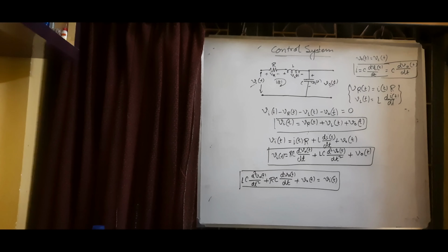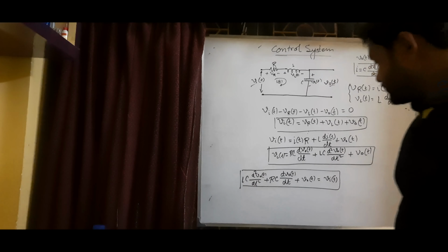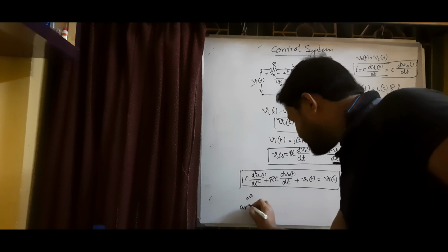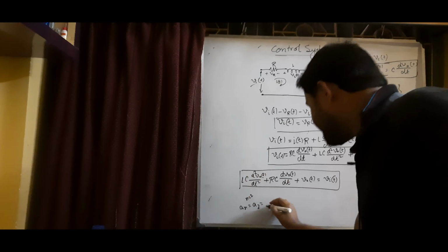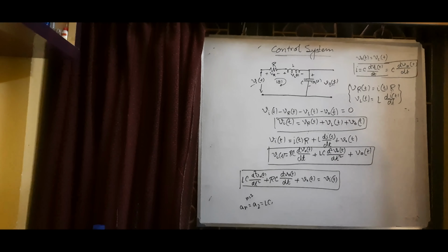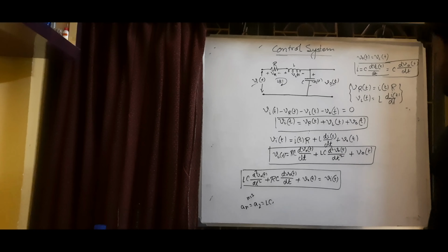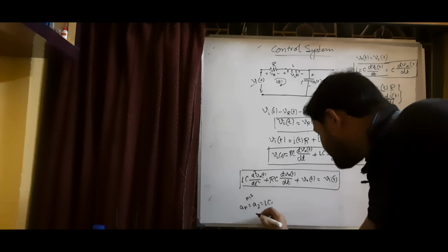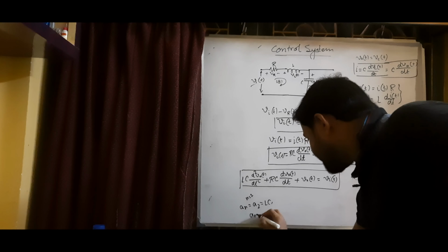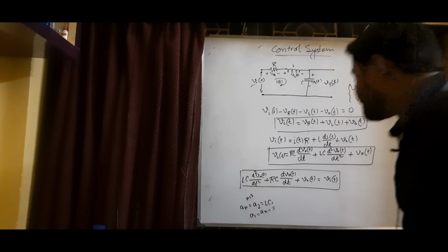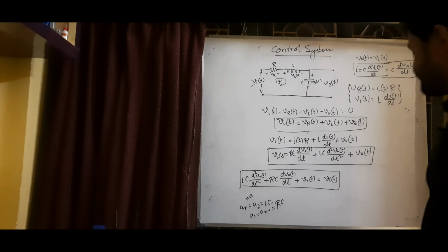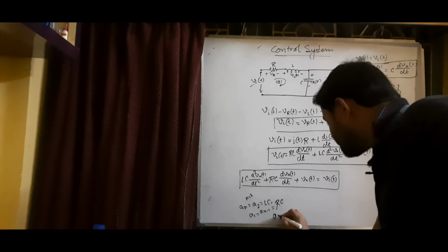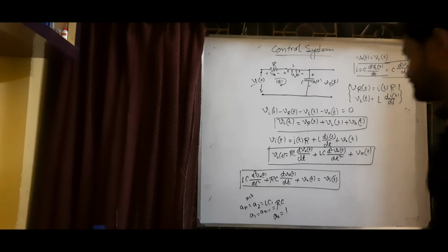Look here, the order of the equation is 2. The value of n is 2. So a_n, that is a_2, equals LC. The value of a_1, that is a_(n-1), which means a_1 here, equals RC. The value of a_0 equals 1.